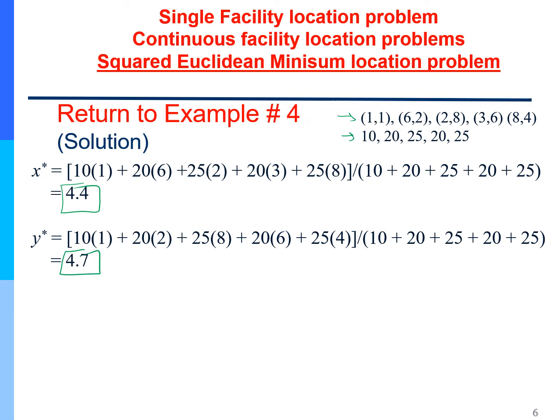This is the solution. And let me talk about another important result for squared Euclidean distances. So let's say this is the xy coordinate system, and this is 4.4, which is the optimal x coordinate, and this is 4.7, which is the optimal y coordinate. So we will locate our facility here.